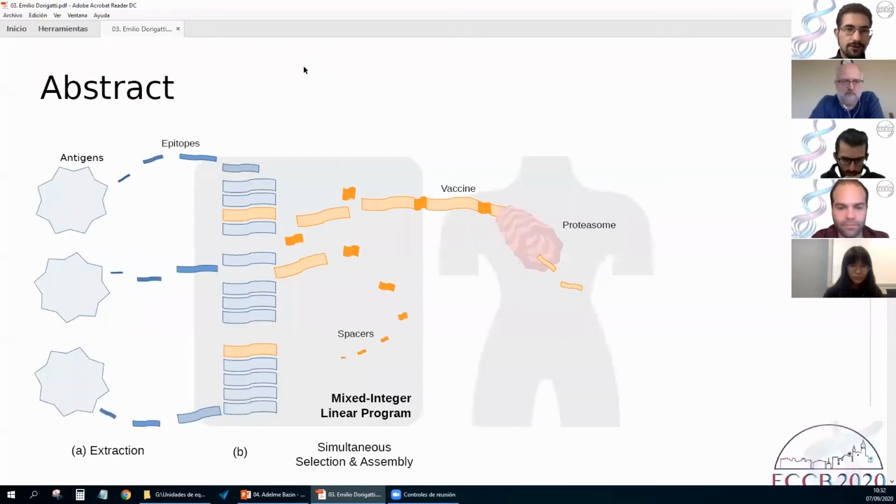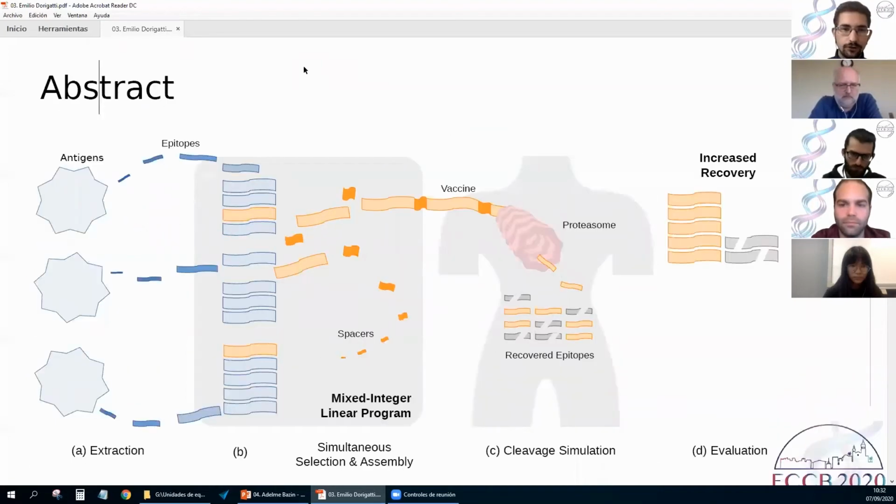When the vaccine is injected into the body, it will be eventually digested by this cylindrical shaped protein called proteasome. The proteasome will cut the vaccine into several pieces. And for the vaccine to be effective, it is important that these pieces are exactly the epitopes we inserted in the first place. And we use stochastic simulations of this cleavage process. And we show that with our method, we can increase the number of epitopes that are recovered from the vaccine, which means that eventually the vaccine is more effective.